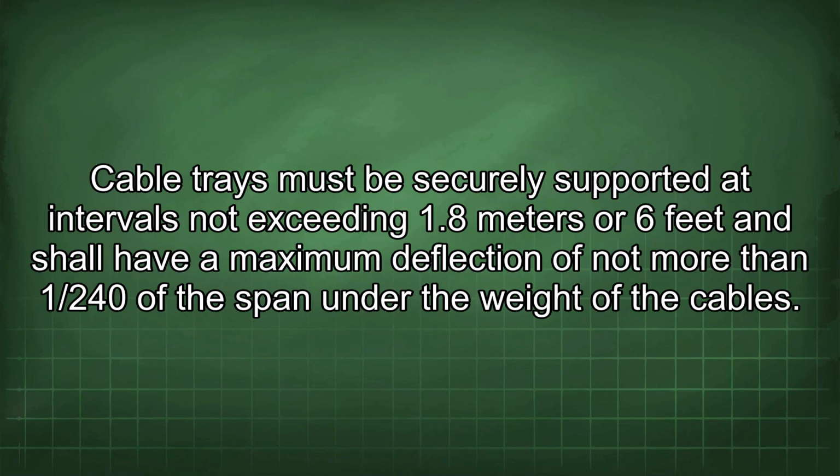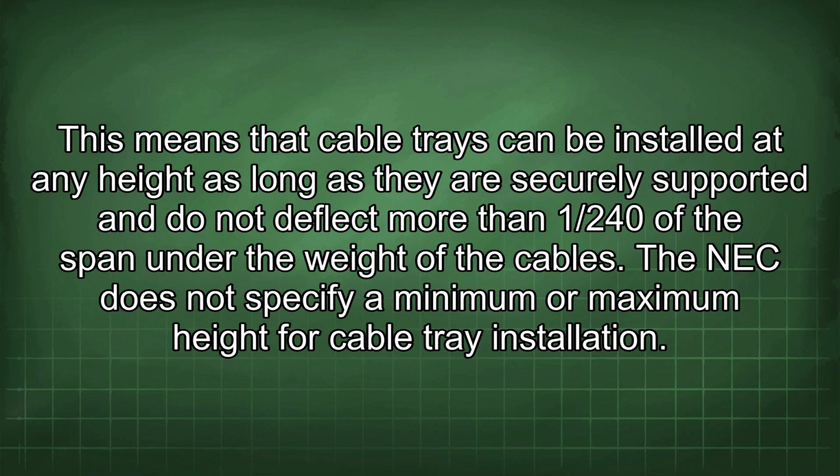Cable trays must be securely supported at intervals not exceeding 1.8 meters or 6 feet and shall have a maximum deflection of not more than 1/240 of the span under the weight of the cables. This means that cable trays can be installed at any height as long as they are securely supported and do not deflect more than 1/240 of the span under the weight of the cables.